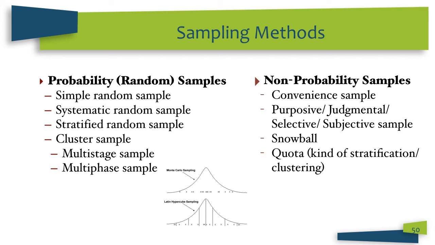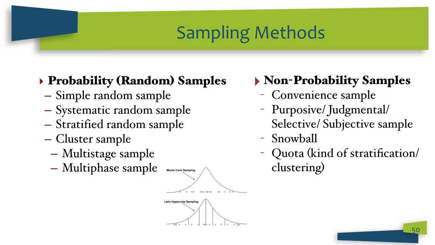And in non-probability sampling methods, every individual unit of analysis, every individual data point that you would collect, does not have equal chances of getting selected in the sample. There are many types of probability samples. The first is simple random. The second is systematic random.